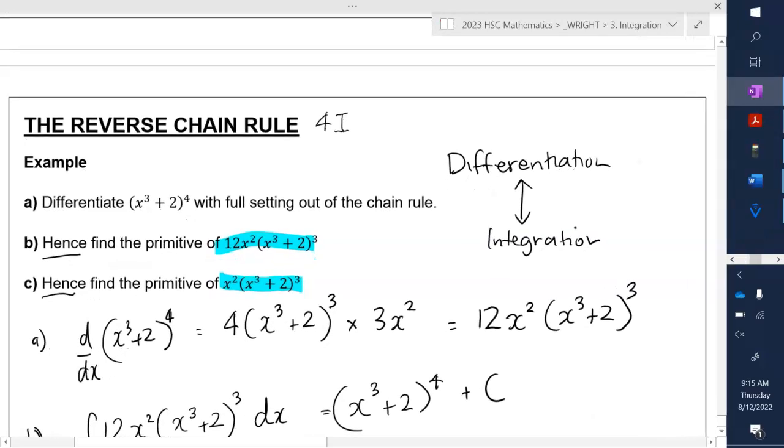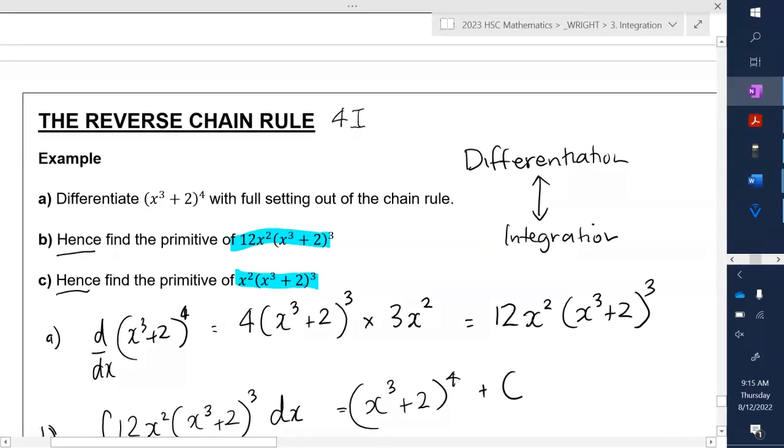Hi Year 12. Today we're going to be having a look at the reverse chain rule, which will fit in with Chapter 4, Exercise I in your textbook.